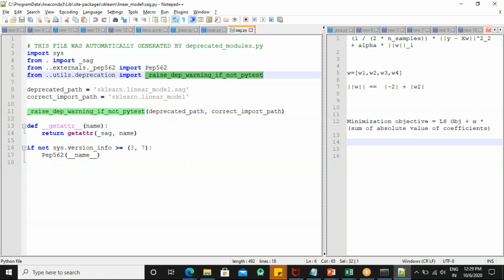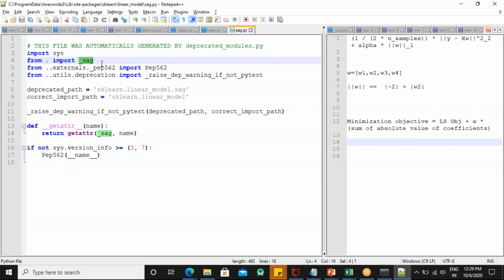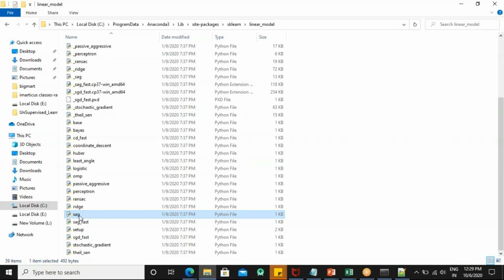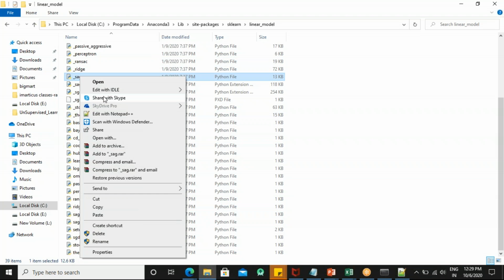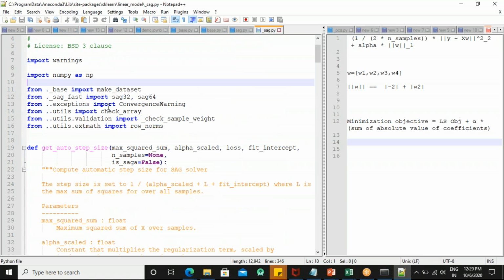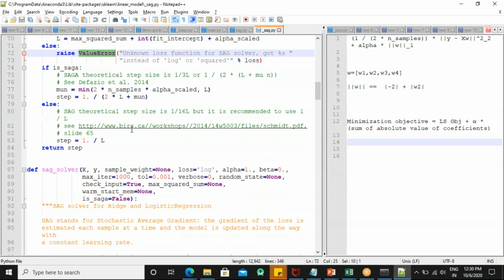So make sure, guys, you go through these. If you land somewhere like this, go inside SAG, this folder. This is SAG. If it does not contain anything, there is this underscore SAG. Go inside that, edit with Notepad++, and then you can actually look at how the stochastic average gradient descent works.